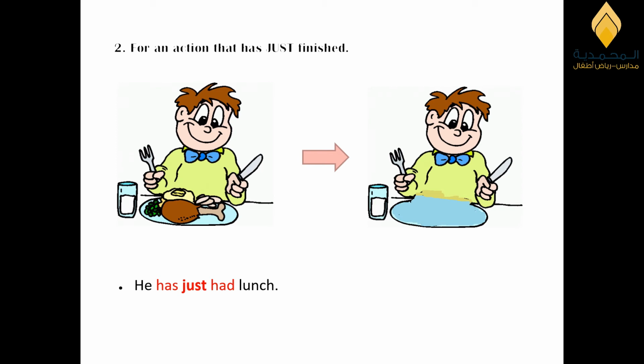Another use for the present perfect, which is for an action that has just finished. If you take a look at this example, you can see a boy who has a dish full of food and now he has just finished his lunch. So he has just had lunch. I can see a dish in front of him. He is holding a fork and a knife. So he has just had lunch.